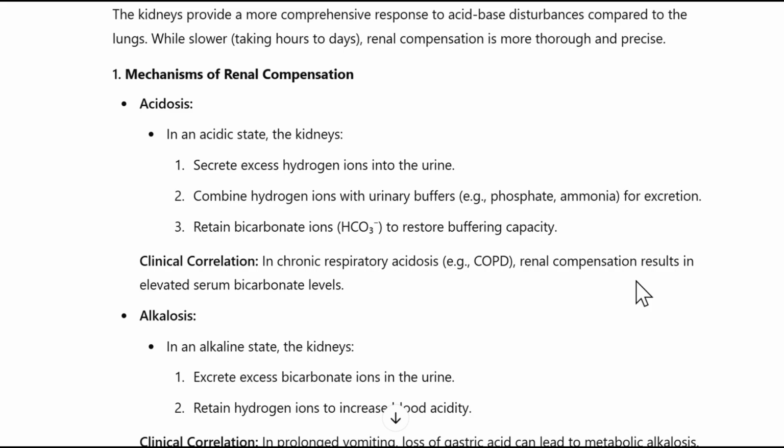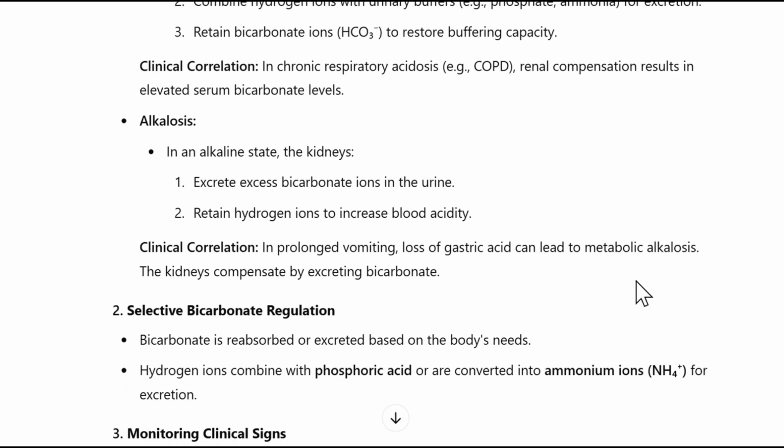Alkalosis. In an alkaline state, the kidneys: 1. Excrete excess bicarbonate ions in the urine. 2. Retain hydrogen ions to increase blood acidity. Clinical correlation. In prolonged vomiting, loss of gastric acid can lead to metabolic alkalosis. The kidneys compensate by excreting bicarbonate.